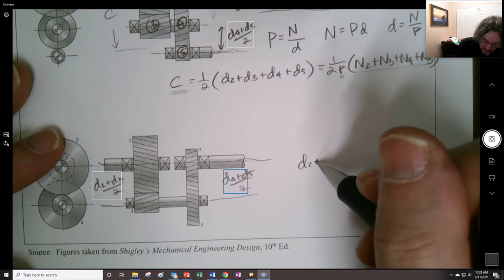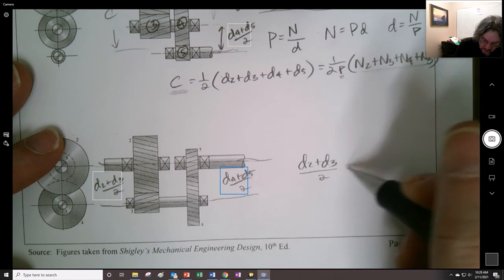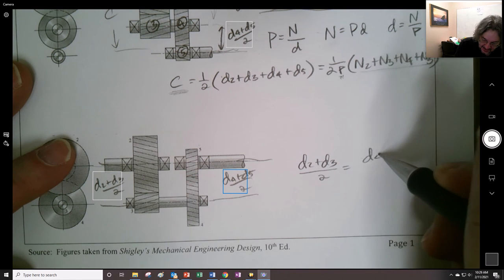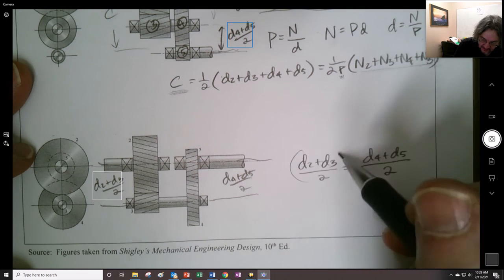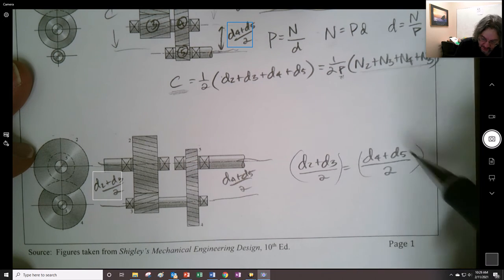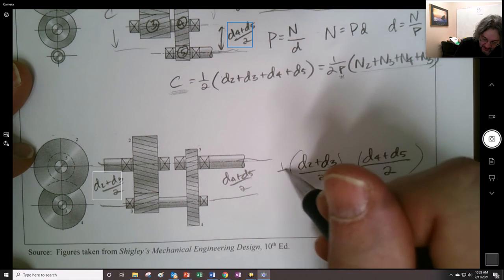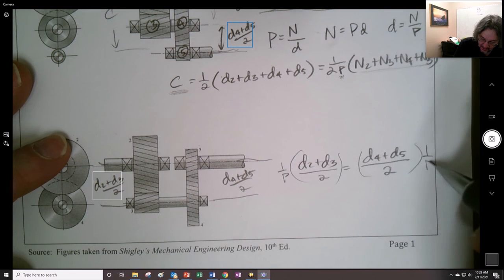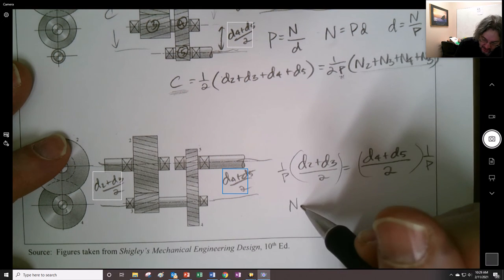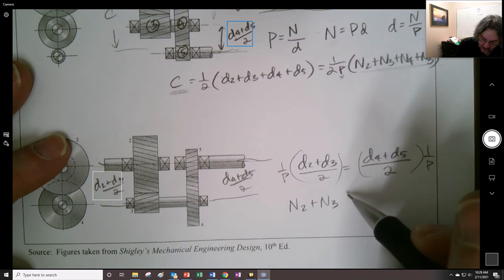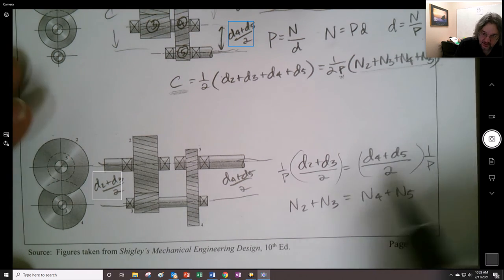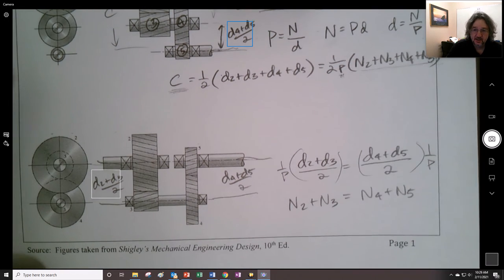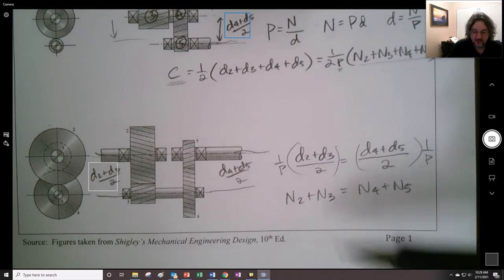So I'll just write it out. If that's the design intent, that's the thing that we want, we could see that all we need to do right here is divide by 1 over P on both sides, right? And now N2 plus N3 must equal N4 plus N5. So here's another type of constraint that we might have when trying to pick things out.